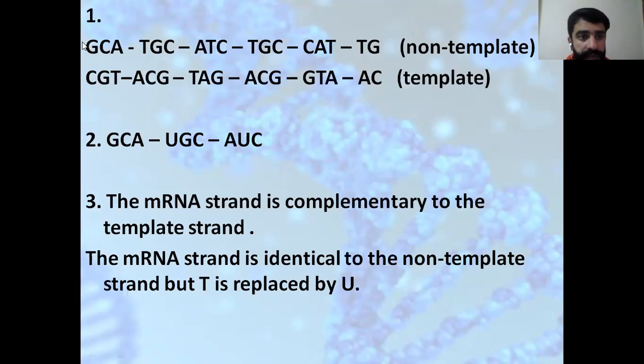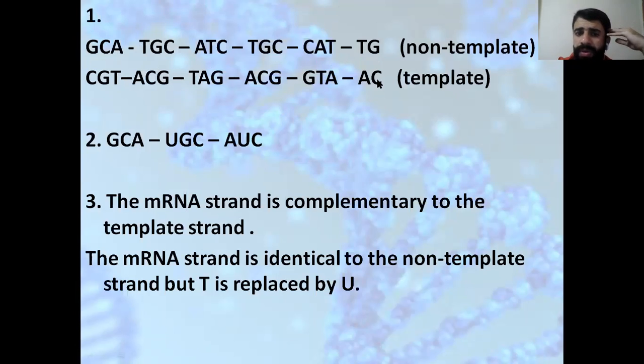So here, G, the complementary is C. C, the complementary is G. A, the complementary is T. T, the complementary is A. G is C. C is G. A is T. T is A. C is G. T is A. G is C. C is G. C is G. So the template is A, T, T, A, T, A, G, C.